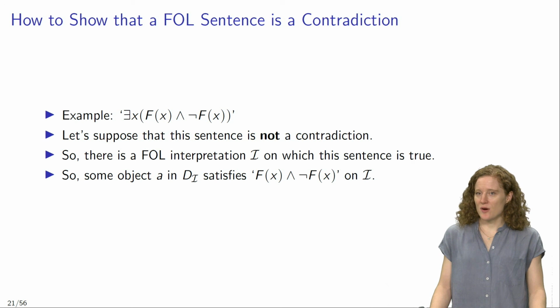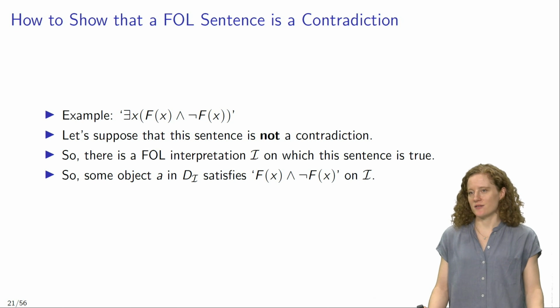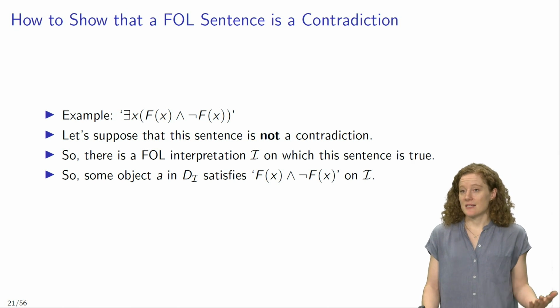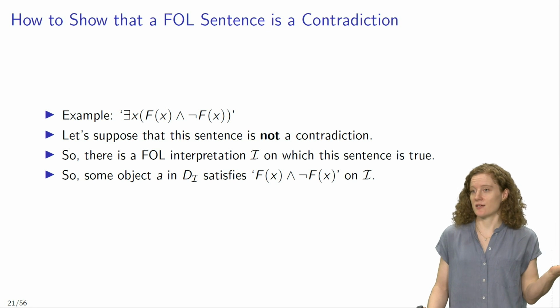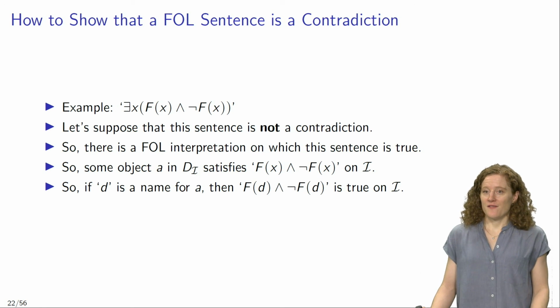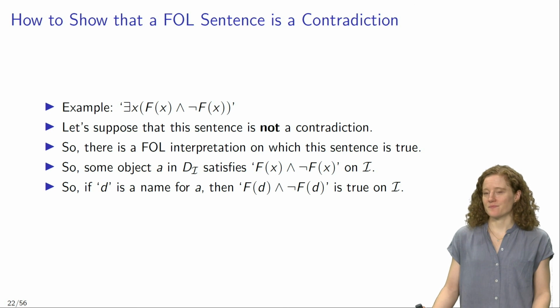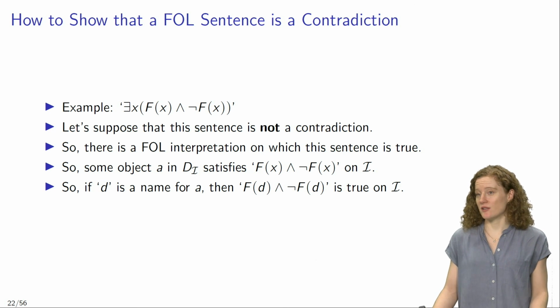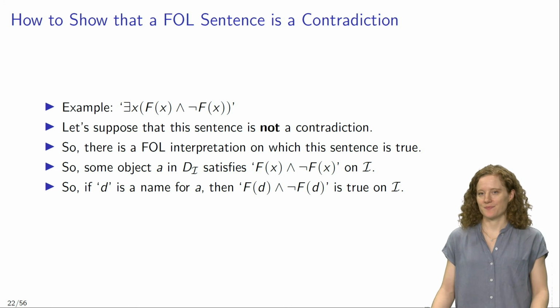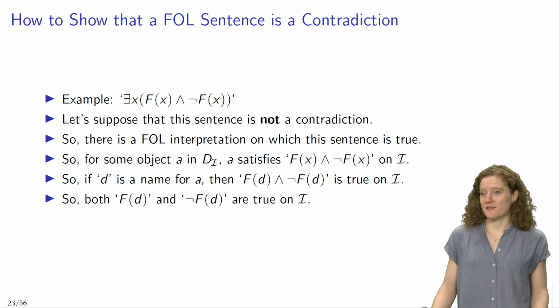And that means that some object A in the domain of I satisfies the open formula Fx and not Fx on I, since that's what's required for the existentially quantified sentence to be true on I. Now, if A satisfies the open formula Fx and not Fx on I, and if D is a name for the object A, then the sentence Fd and not Fd is true on I. Given the truth conditions for the conjunction sign, that means that both Fd and not Fd are true on I.